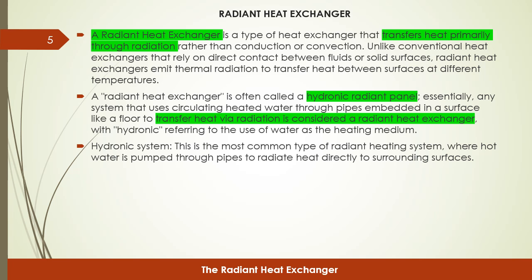It is often called a hydronic radiant panel, essentially because it mainly uses circulated heated water through pipes embedded in a surface like a floor to transfer heat via radiation. That's why it's usually called a hydronic radiant panel, meaning that what is mainly used is water, hydronic, as the name implies. Water is the heating medium. This is the most common type of radiant heating system, where hot water is pumped through pipes to radiate heat directly to surrounding surfaces. That's basically how the hydronic system works.